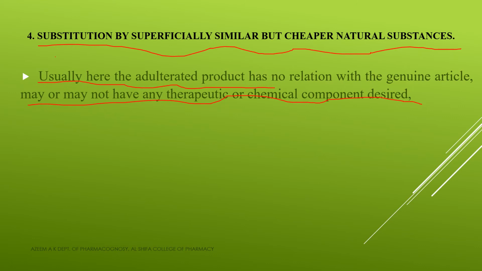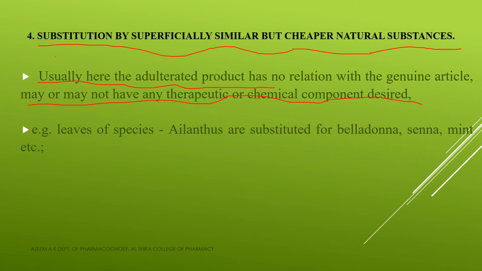Okay, so every plant material, if you are using as drug, will have some chemical constituent and also some medicinal value. And here in this case the adulterated product does not have any relation with the genuine article and it may or may not have any therapeutic or chemical component desired. Clear? Okay, now an example: leaves of certain species.